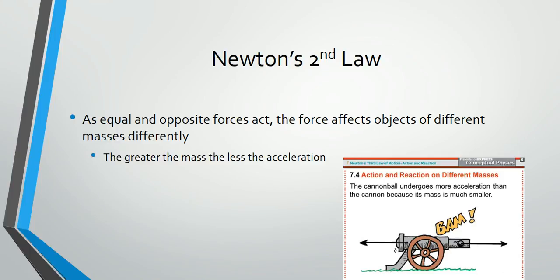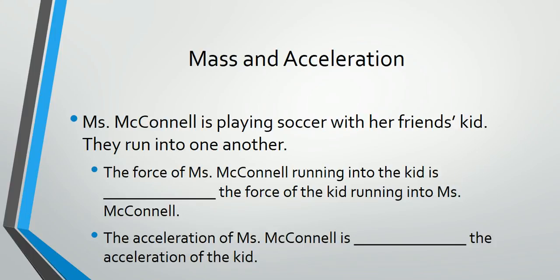The cannon has a really, really big mass, and the cannonball has a big mass, but not compared to the cannon. And so if there's an explosion in the cannon, there are going to be equal and opposite forces on the cannon and the cannonball. The cannonball is going to accelerate a lot more because it has a much smaller mass. And again, they are inversely proportional.